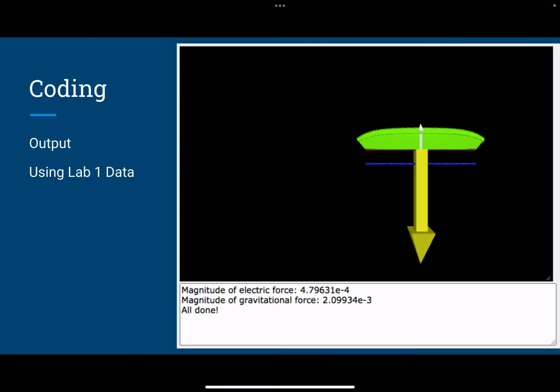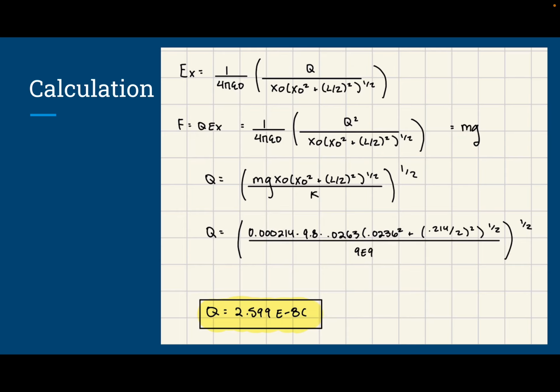Going back, here is the output of using lab 1 data. As you can see, the electric force is much smaller than the gravitational force, meaning it's not accurate. But how do we increase this accuracy? Using the equation for an electric field that we derived in class, which is pictured at the very top, I know that force is charge times the electric field, so that Q turns into a Q squared. We can equate that with the gravitational force, because the electric and gravitational should be equal, in order to get an equation where we isolate Q. As you can see, Q is isolated there.